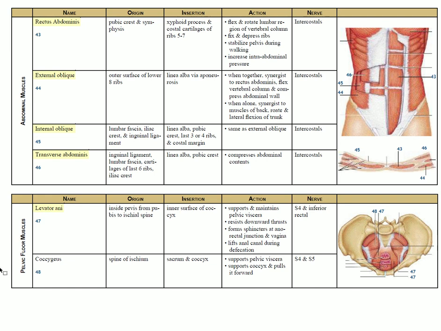Number 47, that's a pelvic floor muscle. It is the only one I want you to know. It's called levator ani. And those are your anal muscles. It lifts the anal canal when you defecate. It forms the sphincters of the anorectal junction in the vagina, and it keeps your pelvic contents from falling out, pretty much. So, levator ani. And that's number 47, so that's right there.